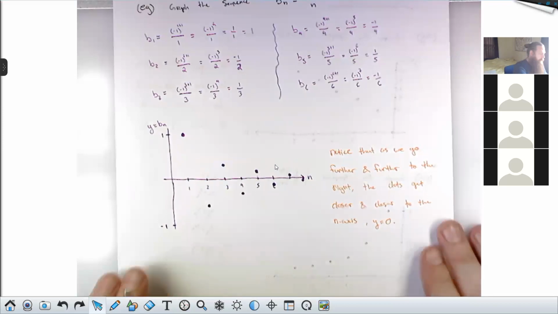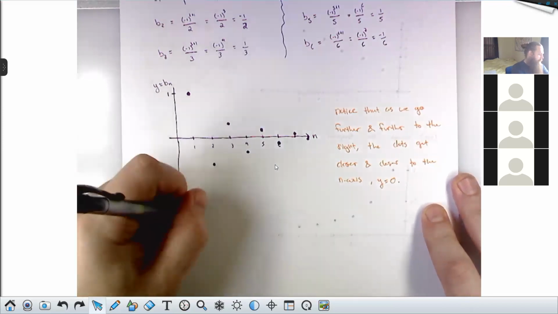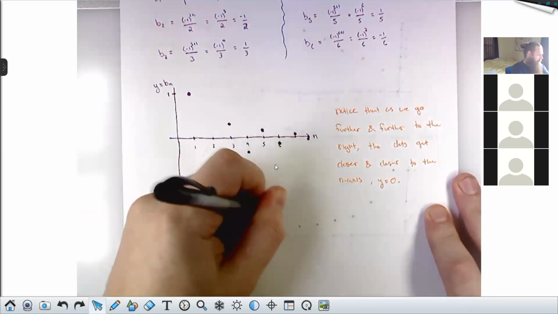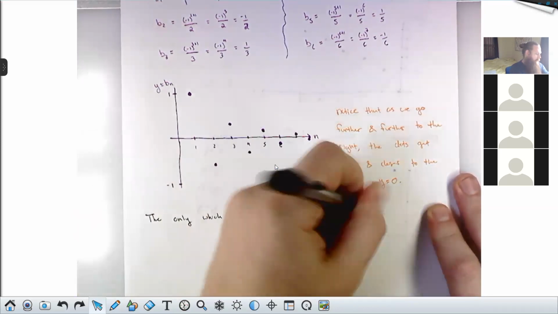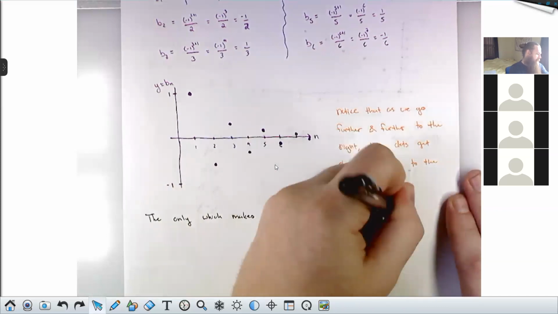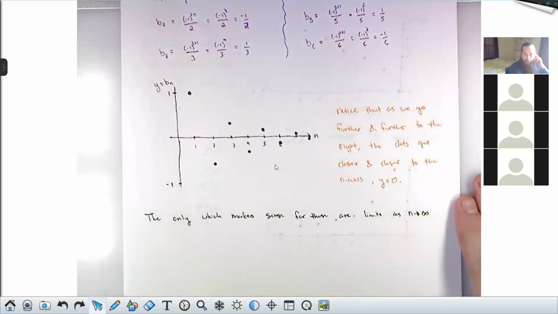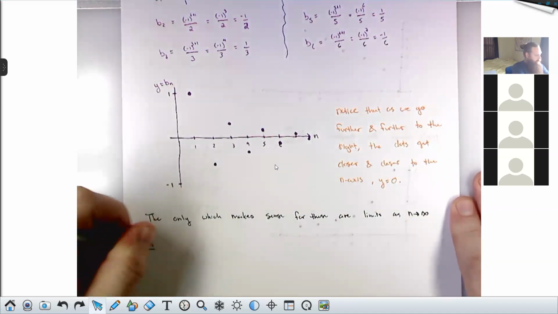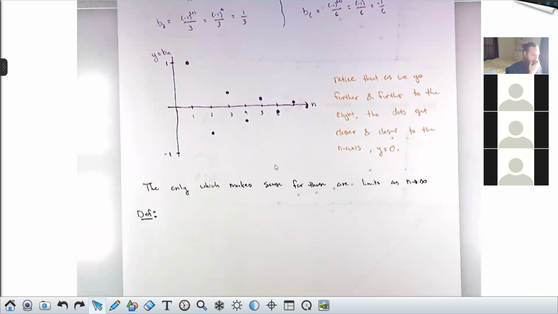So the calculus operation, the only calculus operation which makes sense for these, are limits as the independent variable here, which is n, goes to infinity. And this is where we're going to meet our second notion of convergence. First, let me, I guess, define the thing.